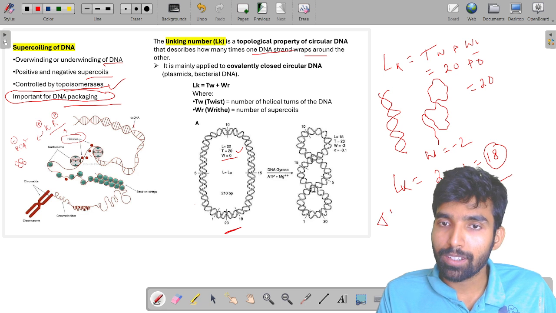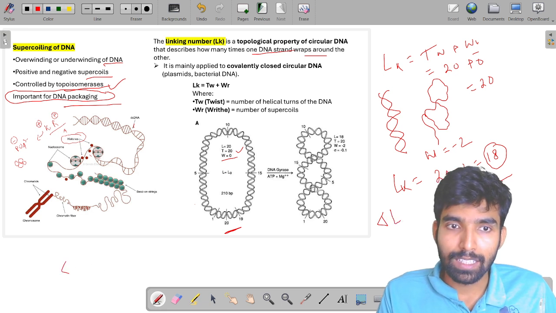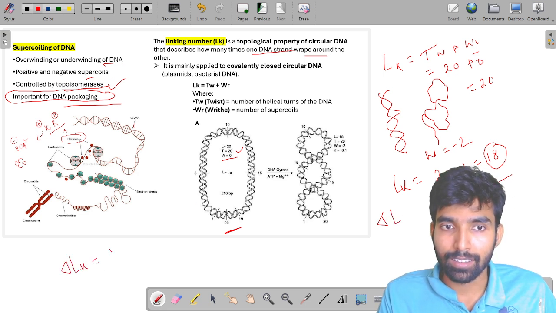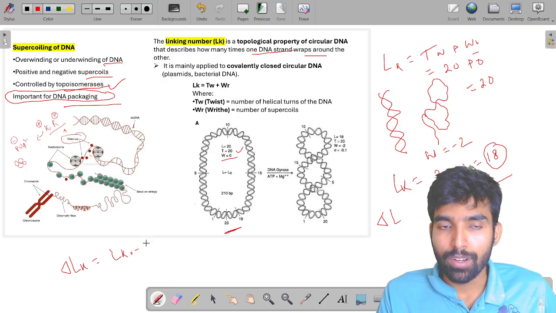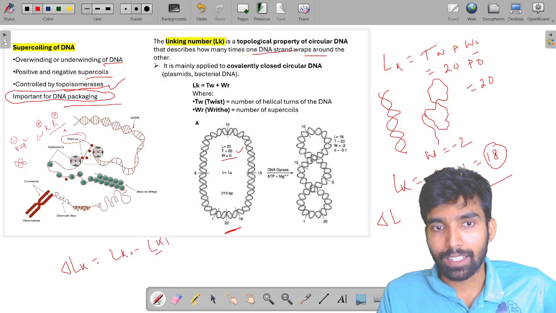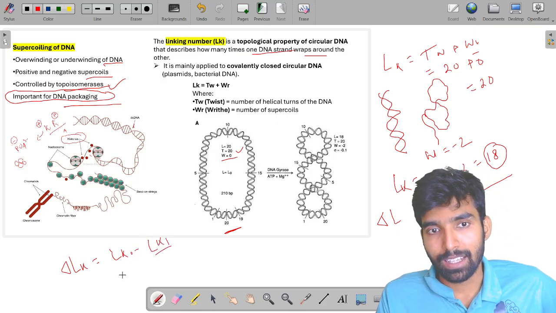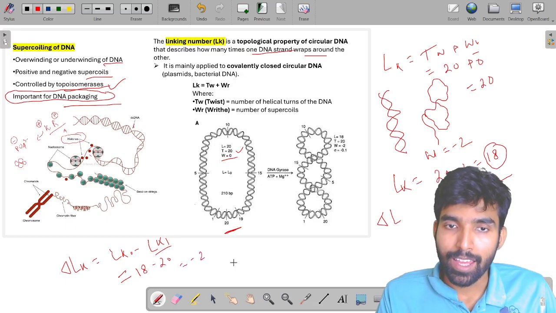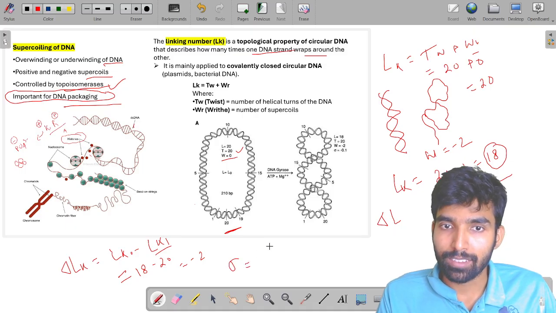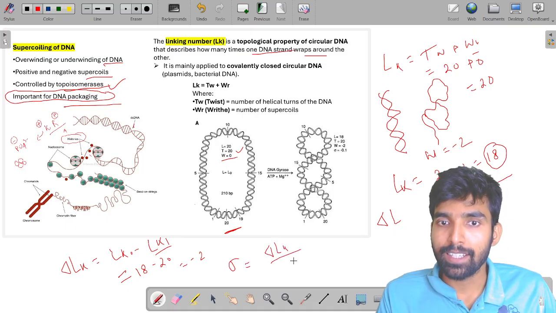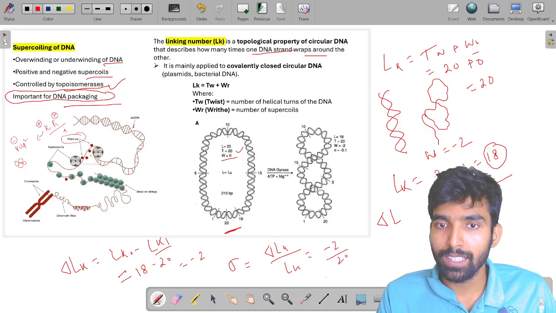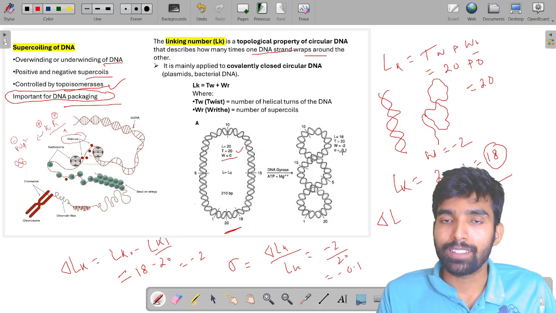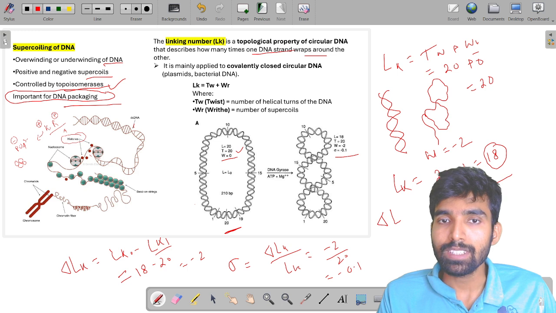So how can you represent it? You can represent it through delta LK. Delta LK is equal to LK1 minus LK0, where LK1 is the current linking number. Here it's 18 minus 20, that's -2. And then another thing is sigma. Sigma is nothing but delta LK divided by LK0. That means -2 divided by 20, that's -0.1.